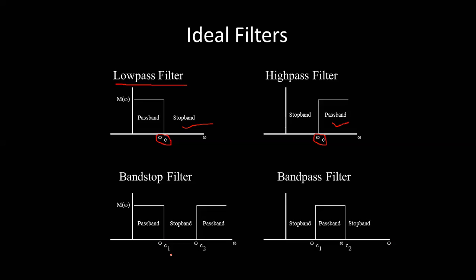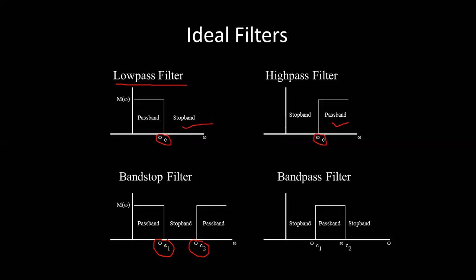Now the band stop filter has two cutoff frequencies. In low pass and high pass filters there is only a single frequency. If you make a combination of low pass and high pass, we can make a band stop filter which has two different cutoff frequencies.